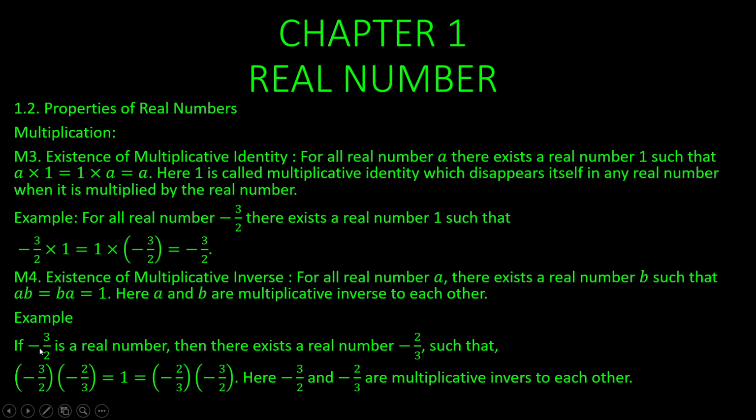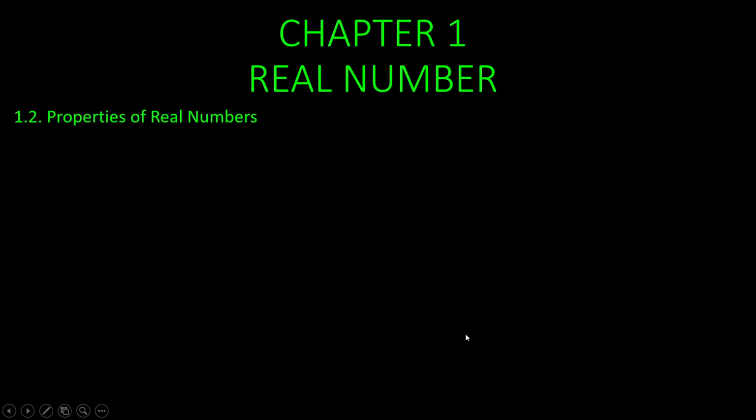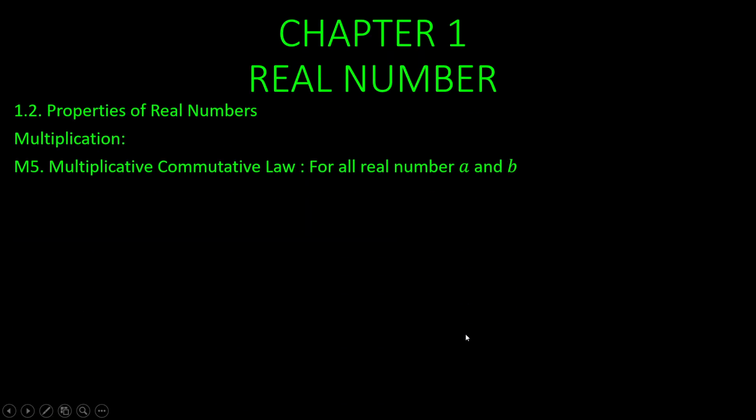For example, if minus 3 by 2 is a real number, then there exists a real number minus 2 by 3 such that the product of minus 3 by 2 and minus 2 by 3 becomes 1, and again the product of minus 2 by 3 and minus 3 by 2 is also 1. So we can say that minus 3 by 2 and minus 2 by 3 are the multiplicative inverse to each other.